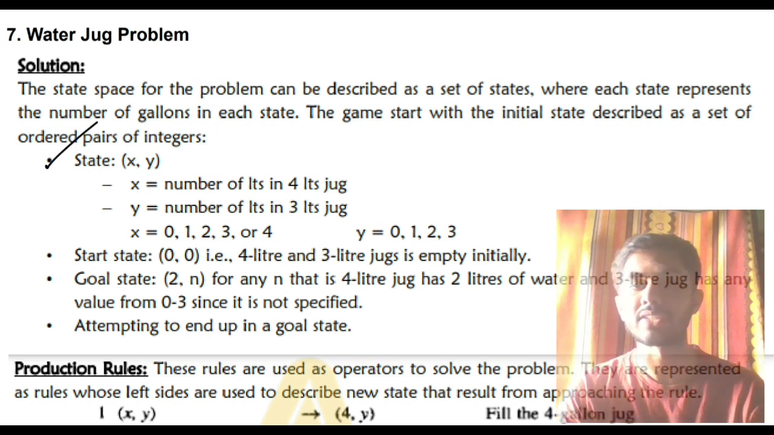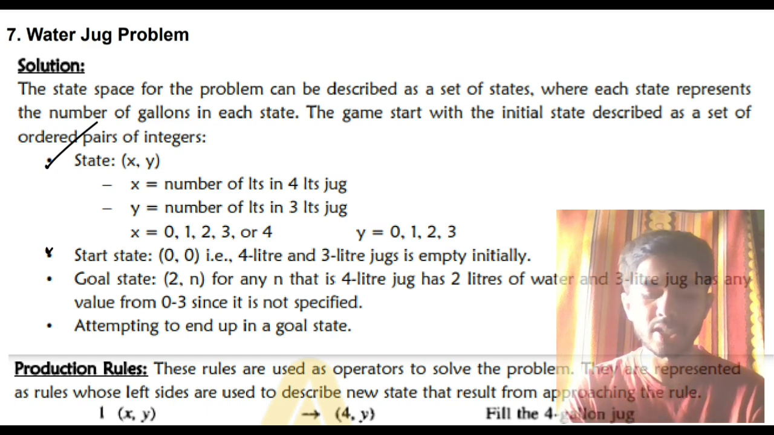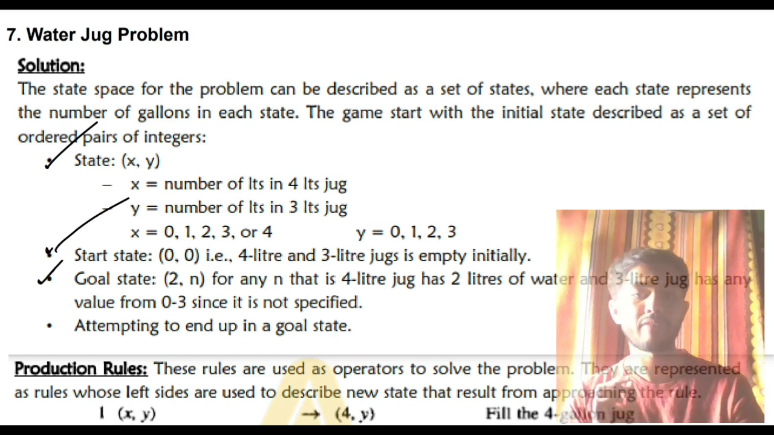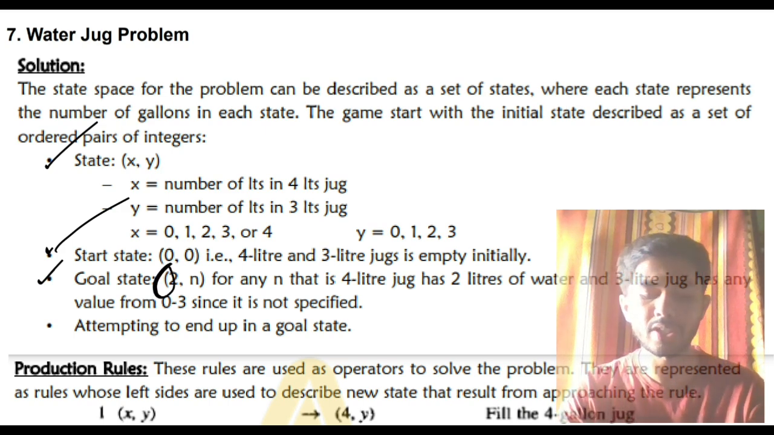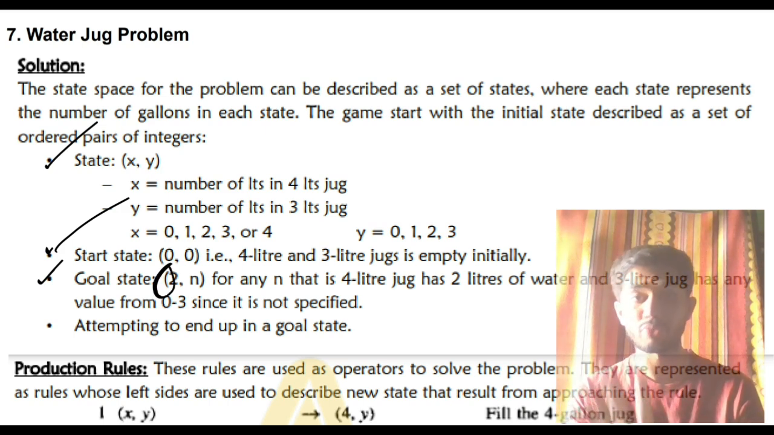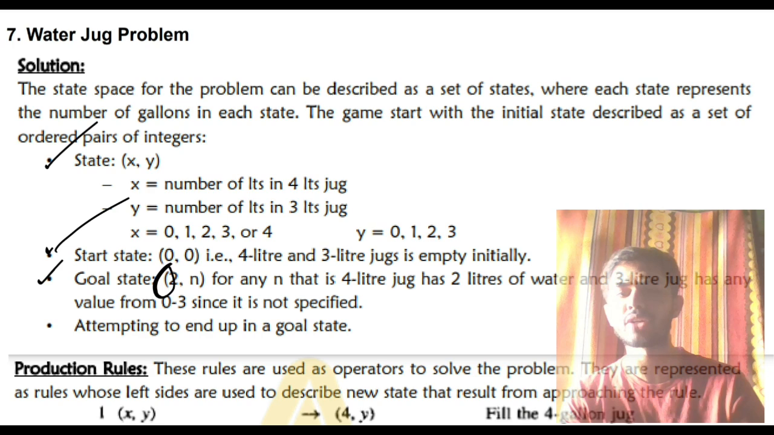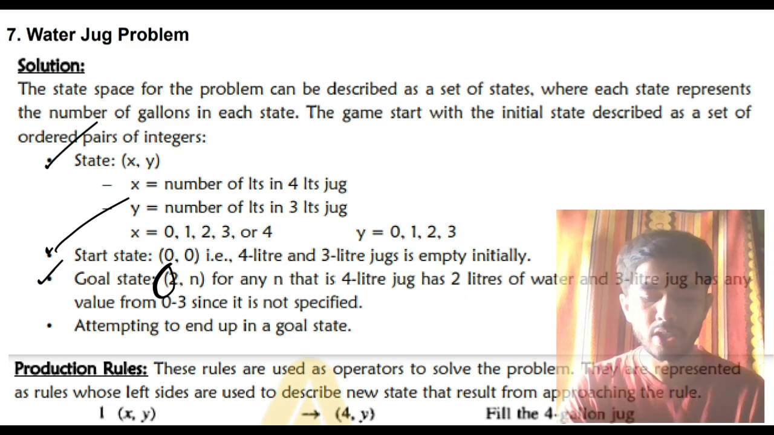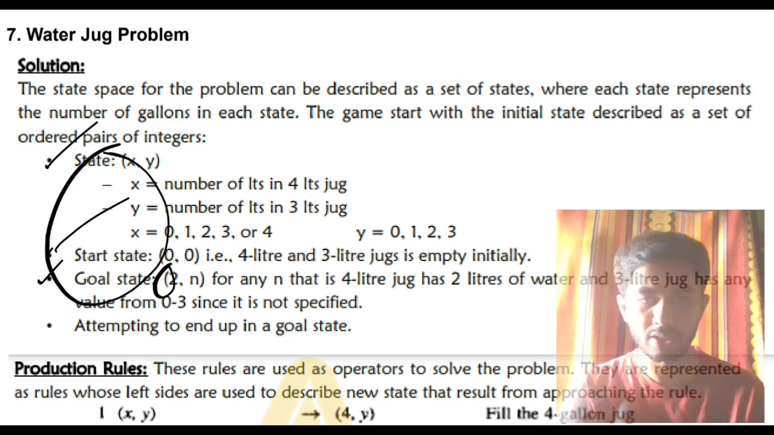Then what's your start state? Initially both the jugs will be empty, so start state is 0 0. Next, what is the goal state? Goal state is you will have 2n. 2n means 2 will be the liters of water in the 4 liter jug, and n means I don't care what is in the 3 liter jug. I just need 2 liters of water in the 4 liter jug. That's all. Okay, so I have defined these things. That's the first step you have to write.